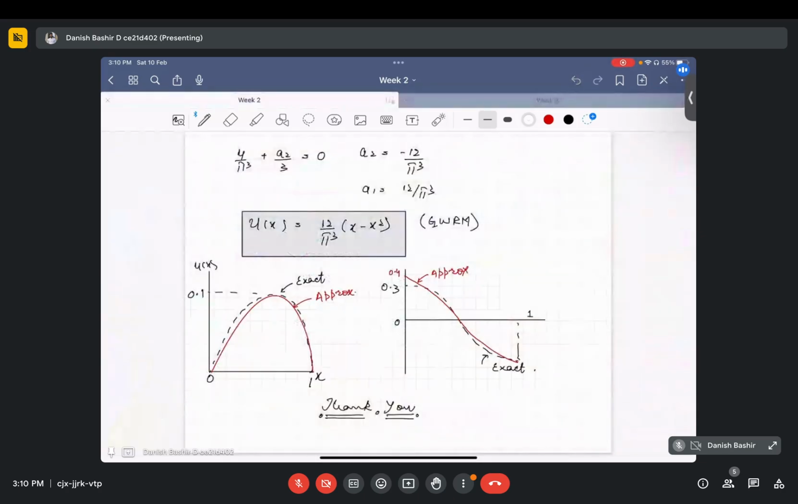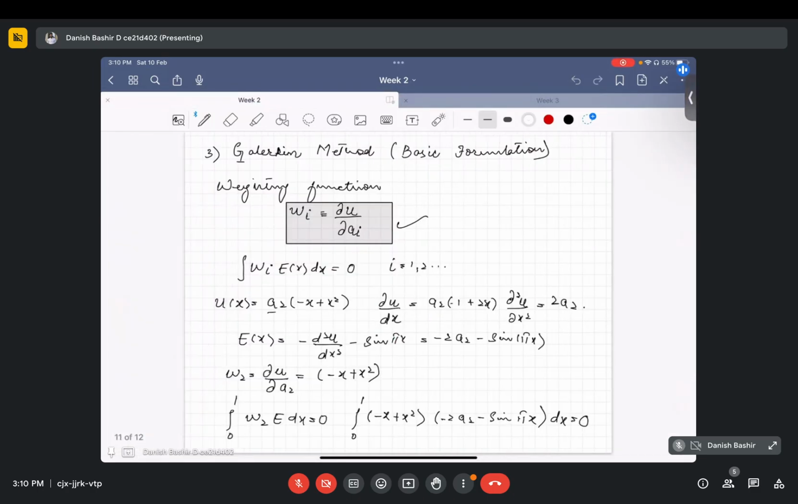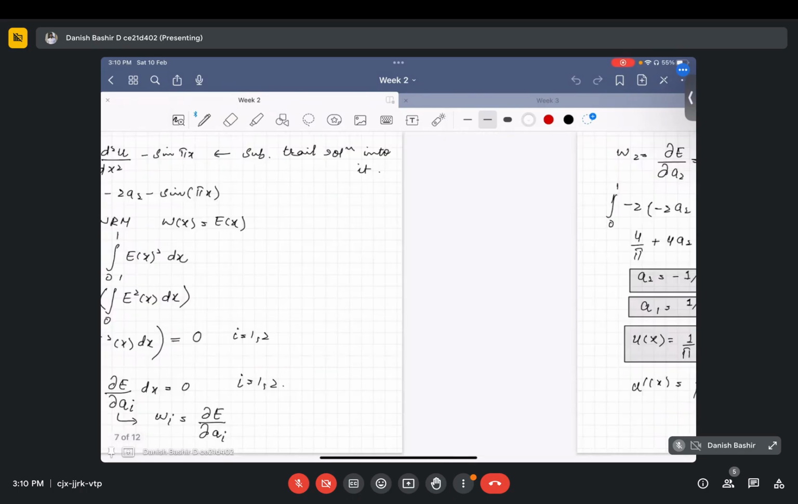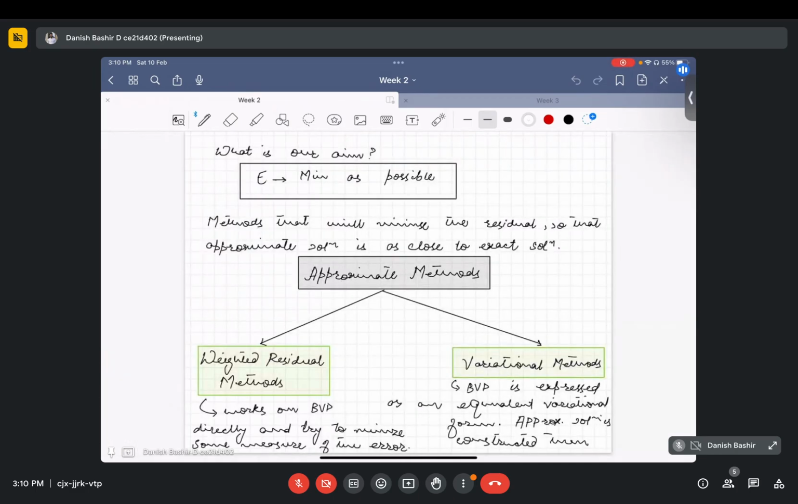So in week 2, we ended by solving a numerical on approximate methods using the Galerkin method. Then, in today's class, we will be continuing with another method, that is the variational method. I have shown you here the two types of methods. One is weighted residual methods, in which we covered the least square method, the collocation method, and then the Galerkin method. Now today we are going to deal with these variational methods.